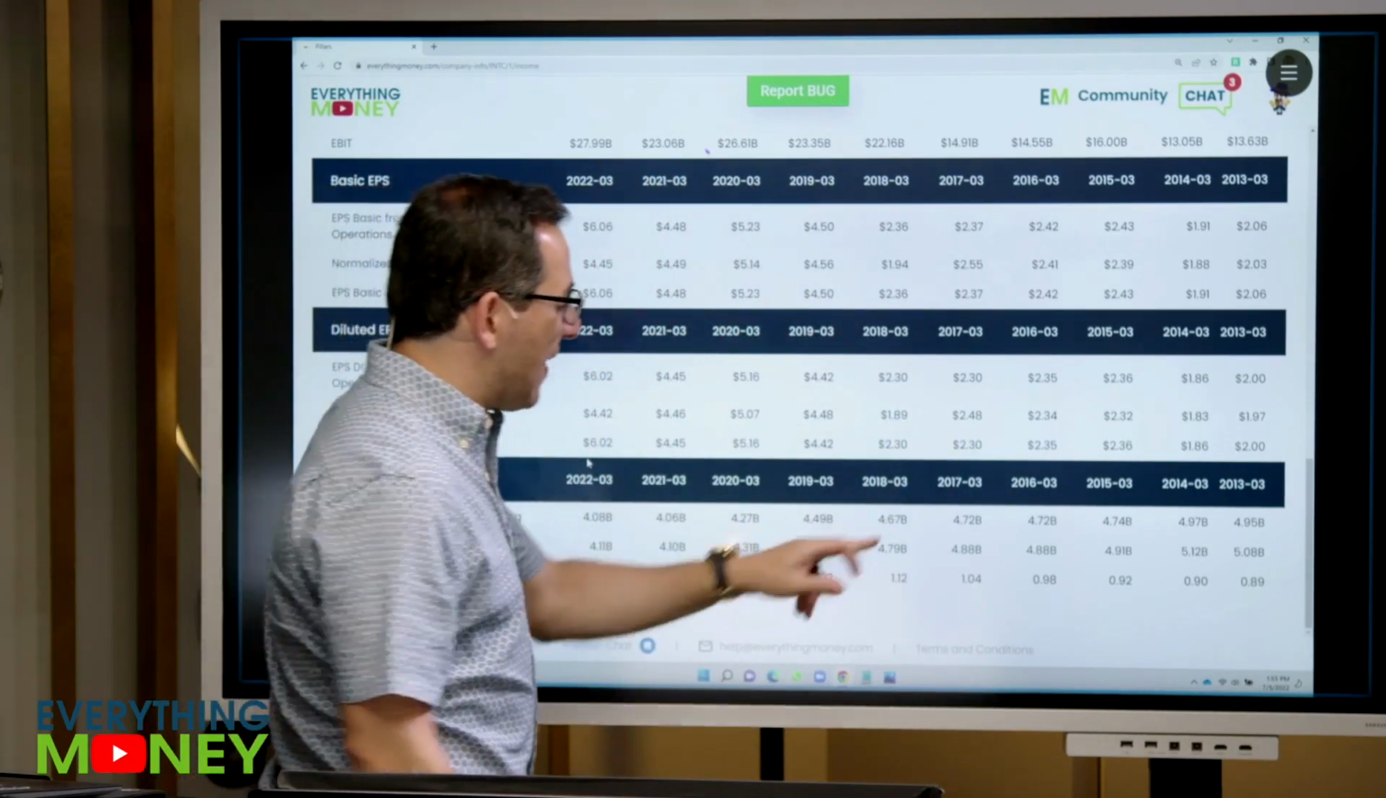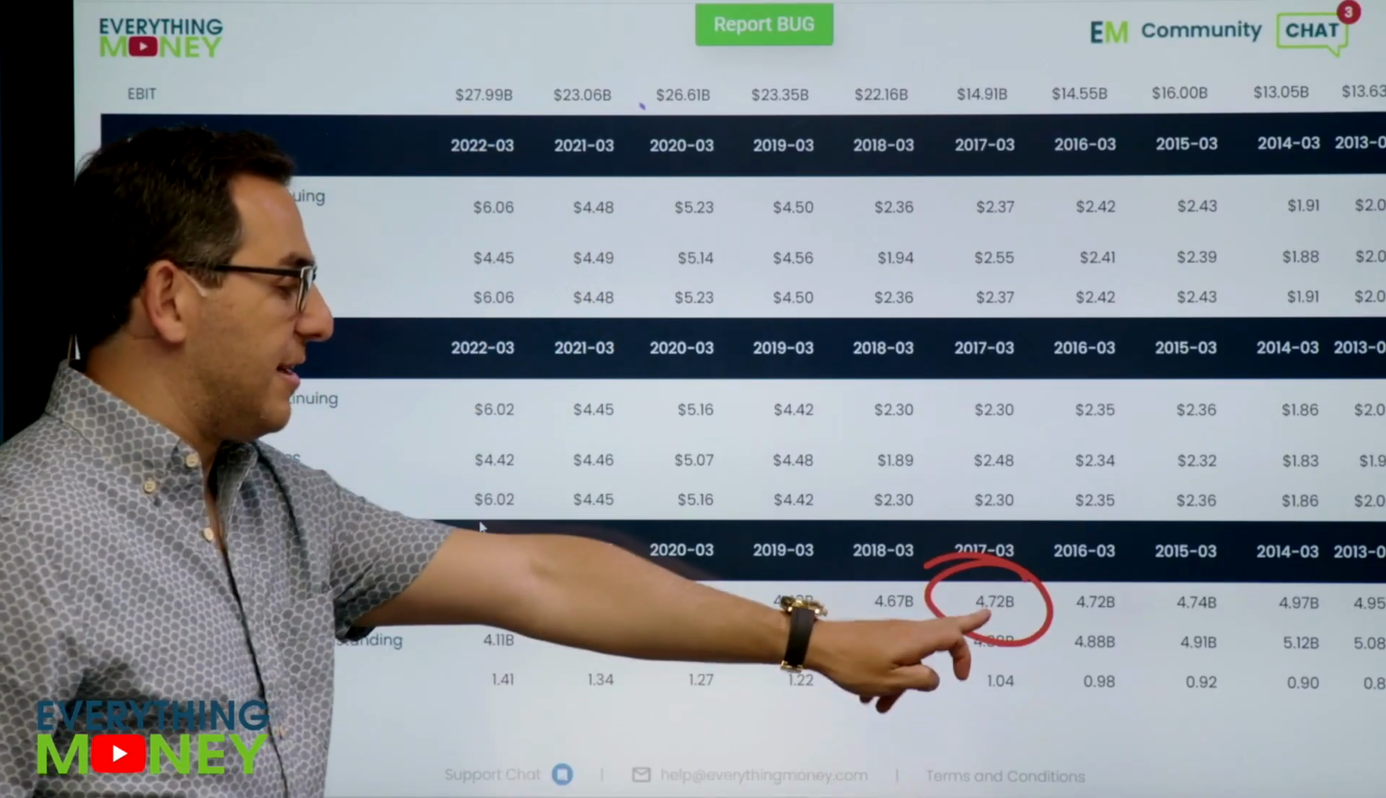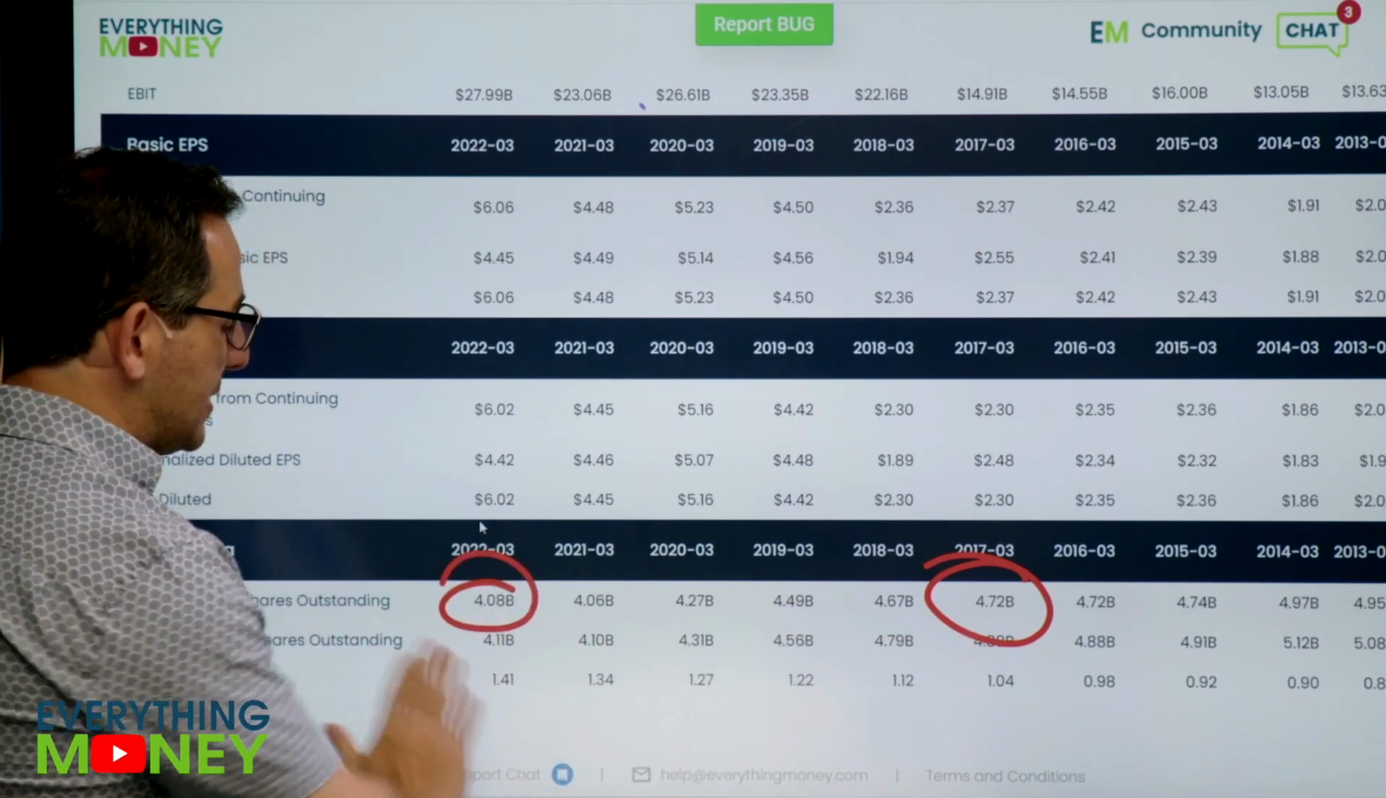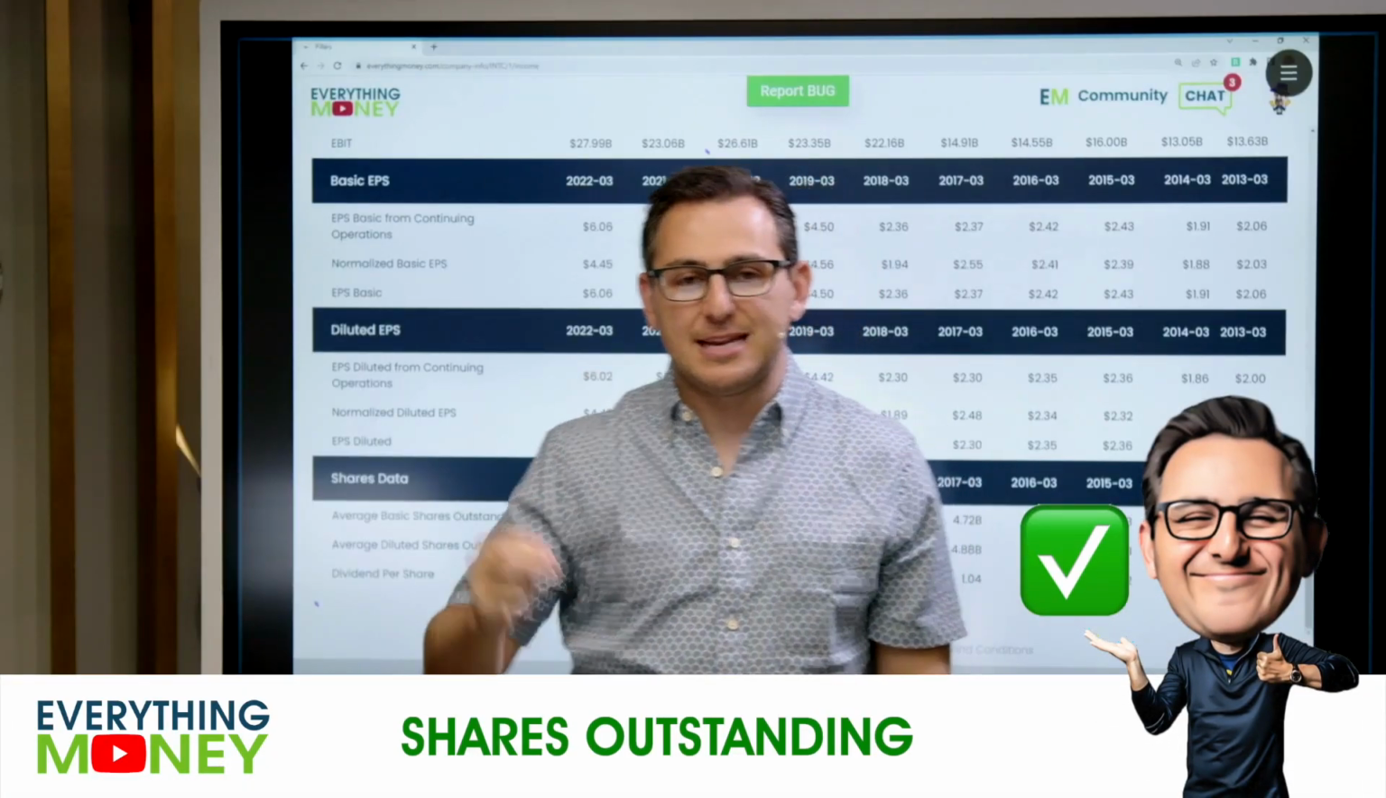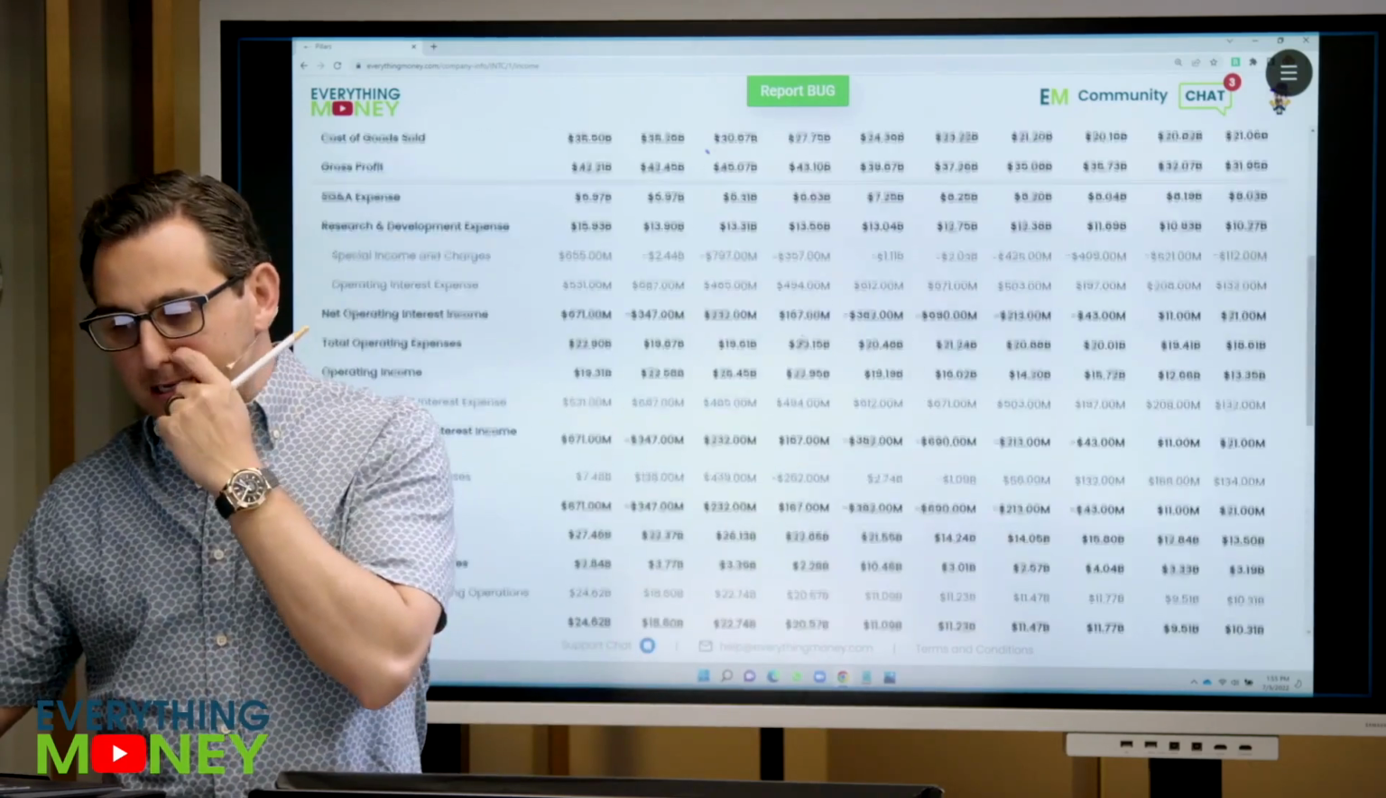So 1, 2, 3, 4, 5. This is the 6th year. At the end of the 6th year, they had 4.7 billion. Last year, 4.08. So that's a check mark there. Shares outstanding are decreasing. Now, pillar number 6 has to do with debt.